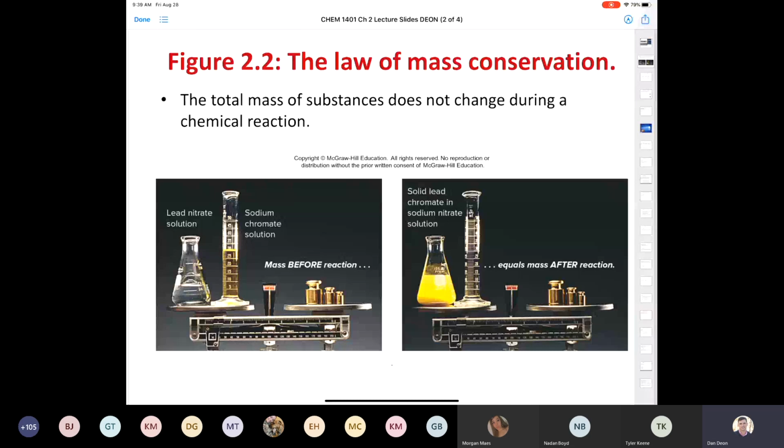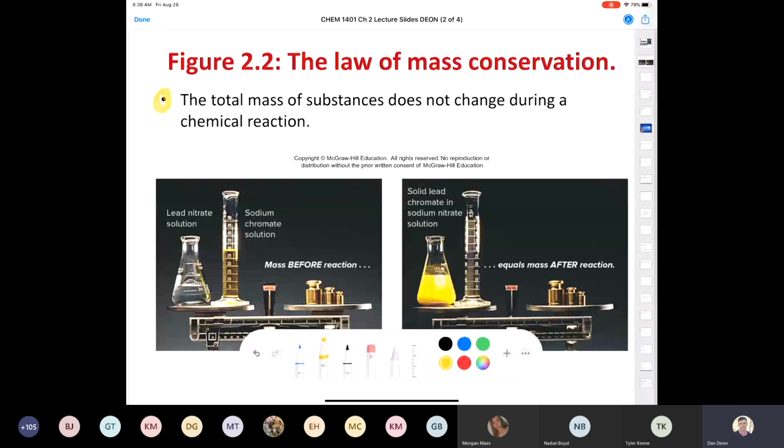And the book goes into a bit of a dog and pony show where he spends all kinds of time explaining where the law of mass conservation comes from. But anyhow, that's more of a chapter 1 thing. The law of mass conservation is simply stated: the total mass of substances does not change during a chemical reaction.